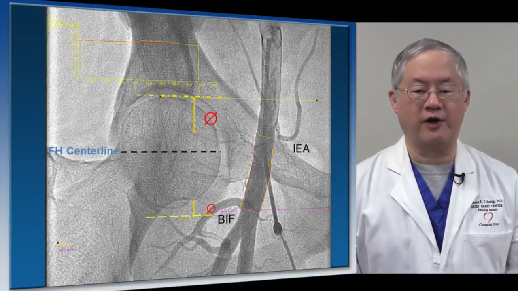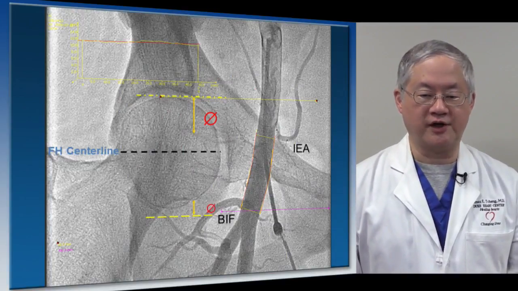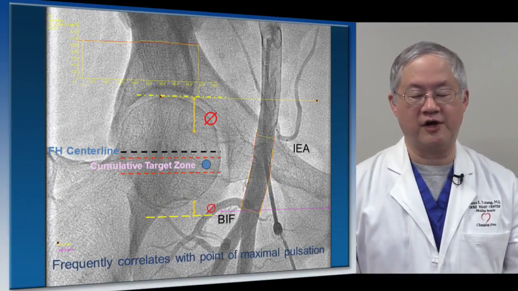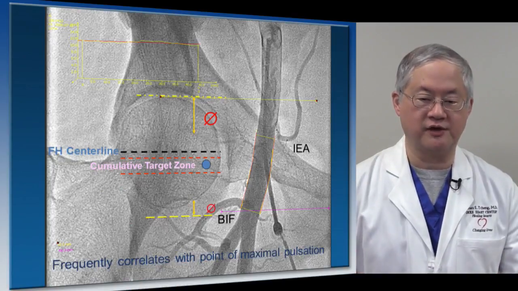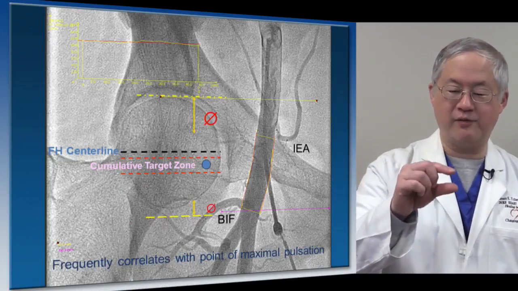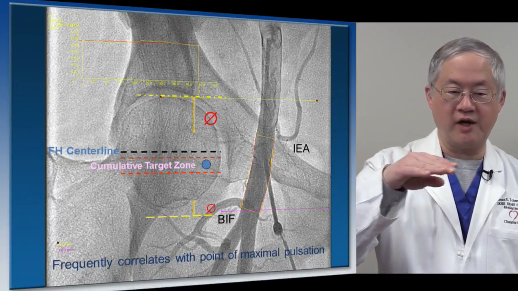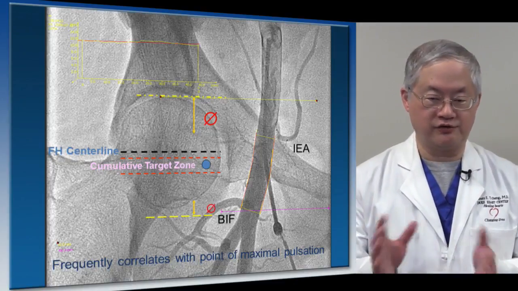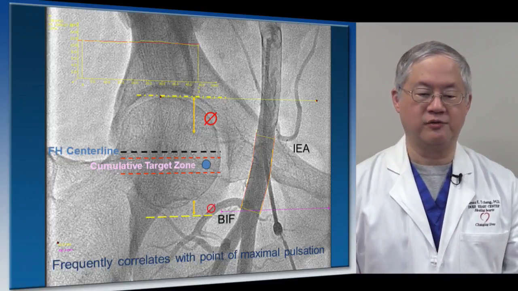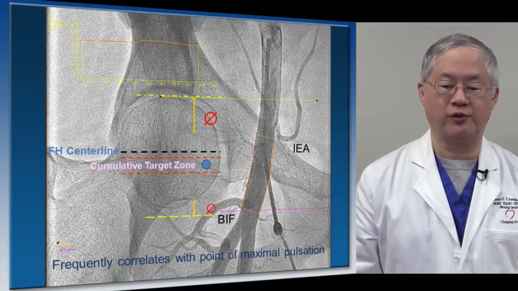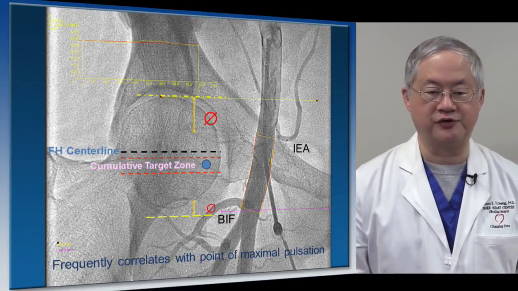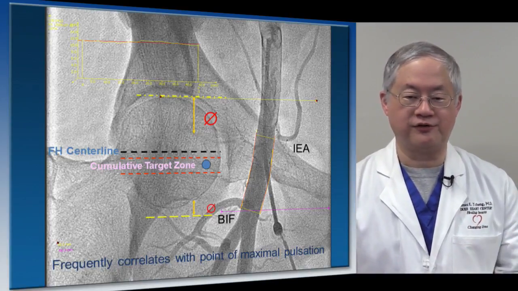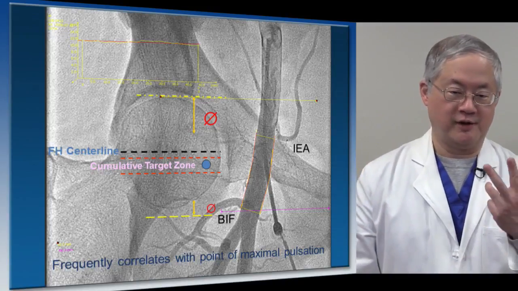So the answer to the question is, where should I stick, or what's the best point to stick the femoral vessel? And it turns out that I think this cumulative target zone is about 1 centimeter long, right below the center line of the femoral head. And as you saw in terms of the landmarks that I showed you before, this frequently correlates with the point of maximal pulsation.